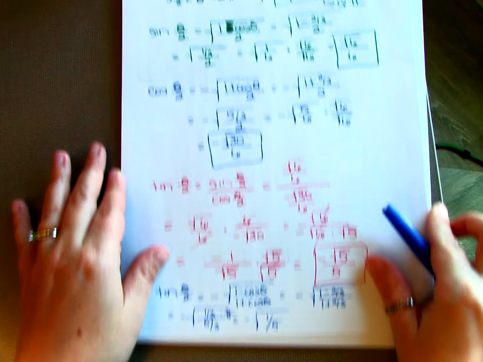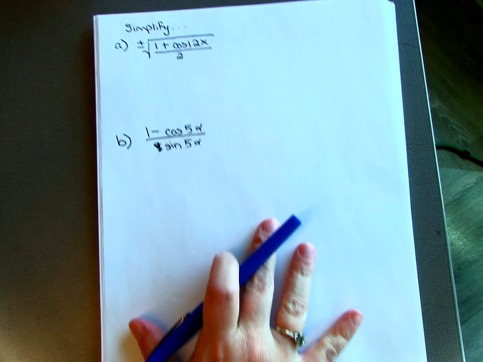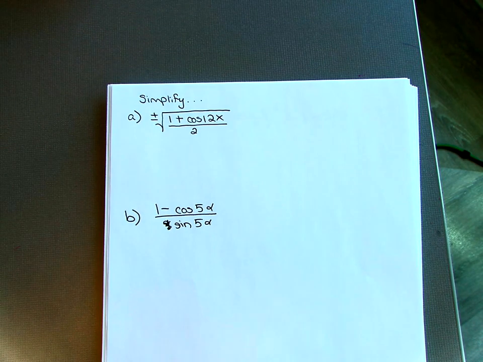We got two other types of problems that you can see using these identities. One is a simplify problem, and then we'll do one verify problem at the end.